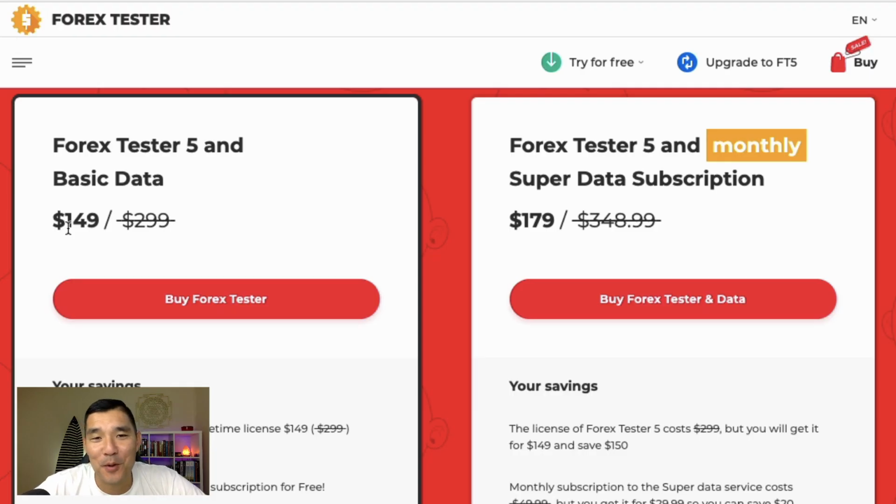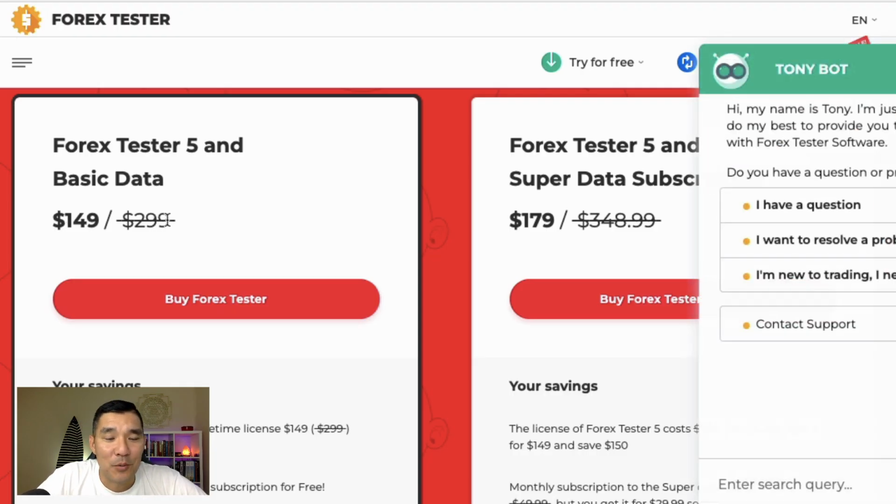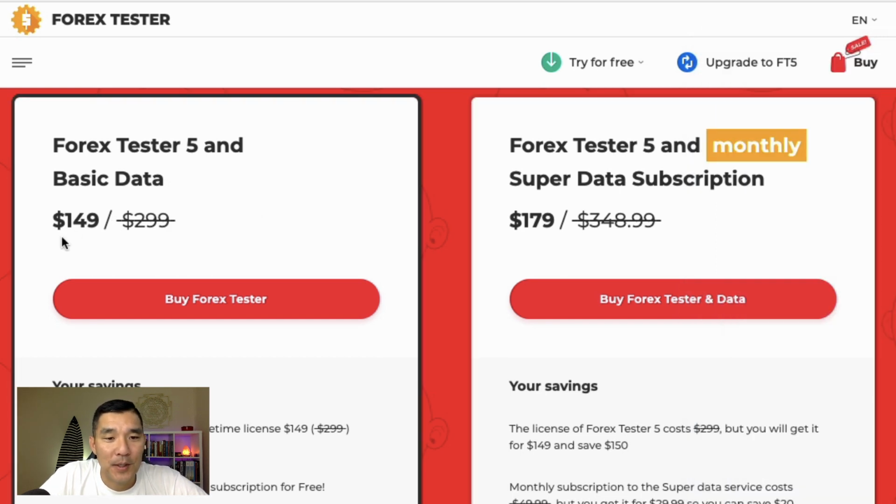All right, so this is how much Forex Tester 5 costs. The regular price is $299, but they have a sale right now for $149, and that's the upfront fee. So you're paying about $150. They have these sales quite a bit. So the initial fee is going to be less on Forex Tester 5.